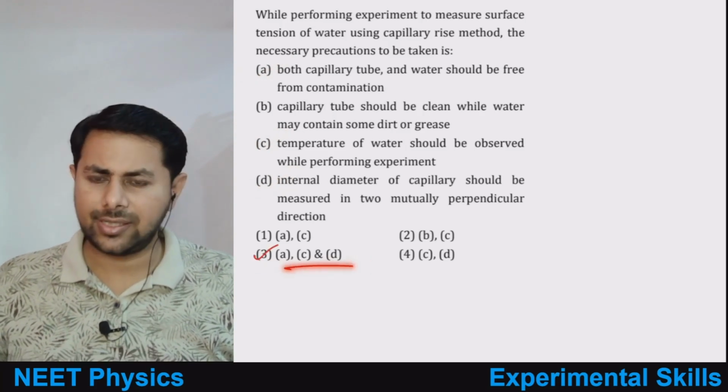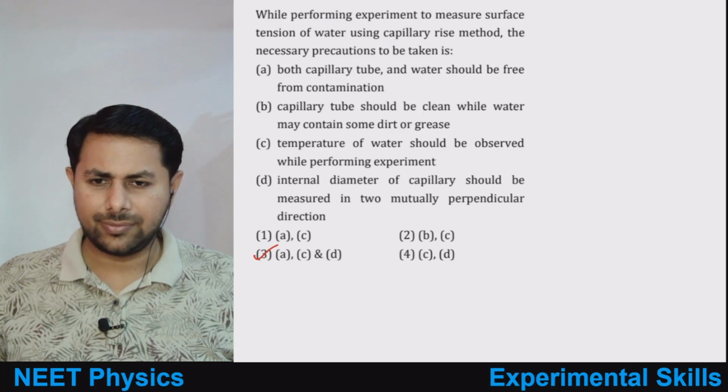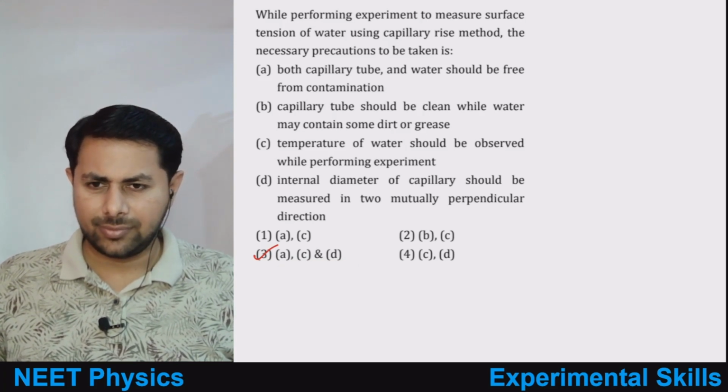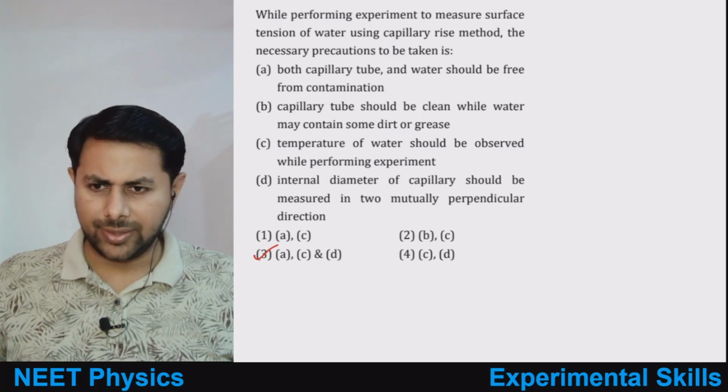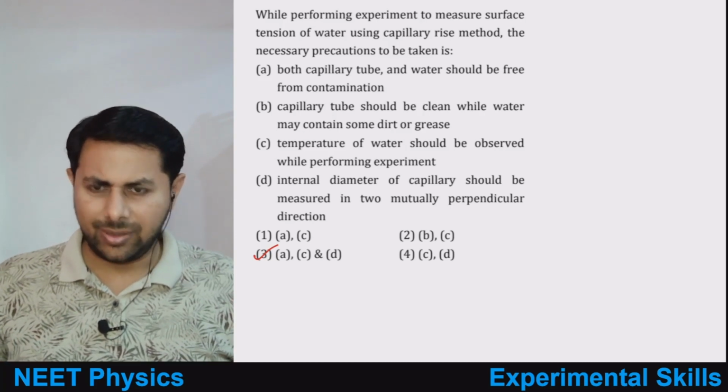Right? Is this thing clear? Tell me. Yes, no? Okay, good. So this is simple, right?